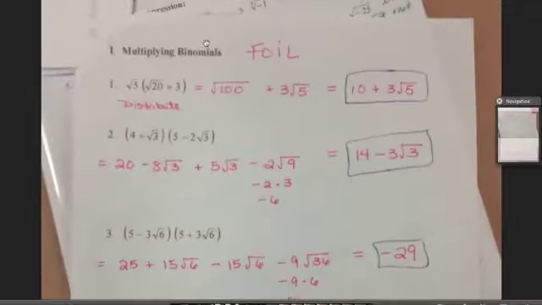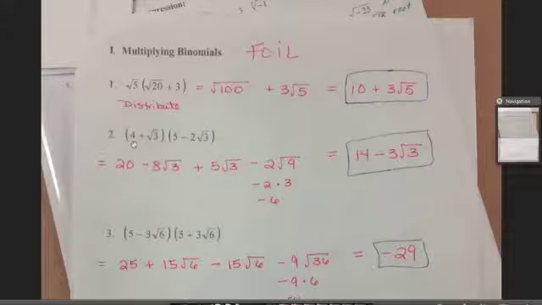Okay, multiplying binomials. FOIL, you just take this, multiply. This one's a distribution problem. So 5 times 20 is 100. 5 times radical 5 times 3 is radical 3 5. Again, we know the square root of that is 10, so we can write it like this.